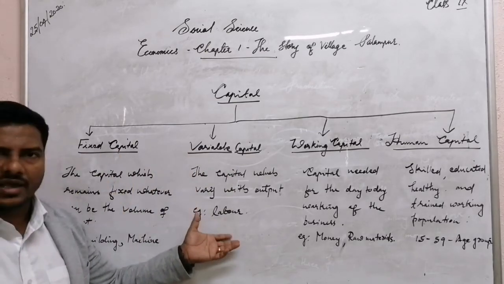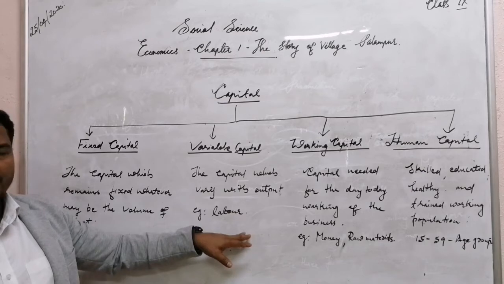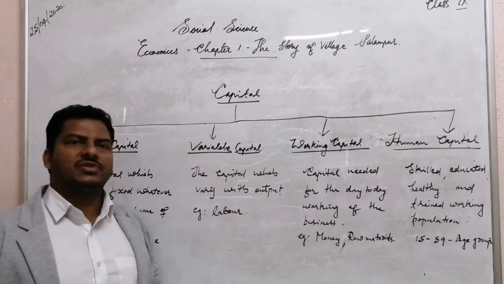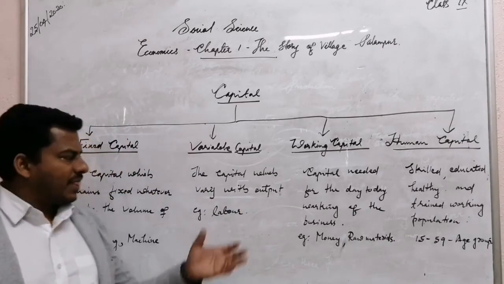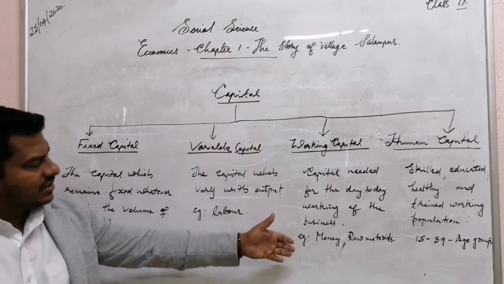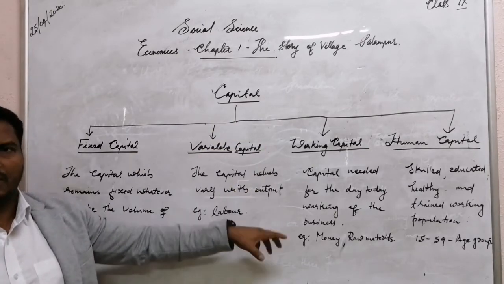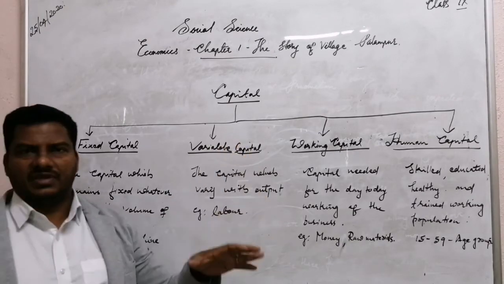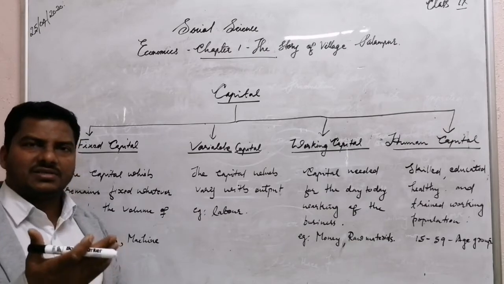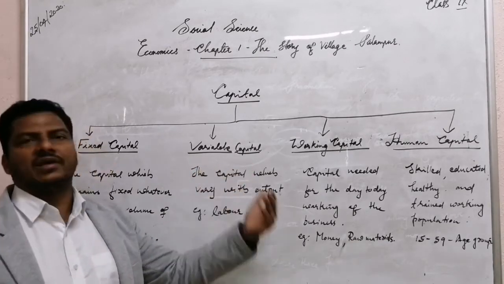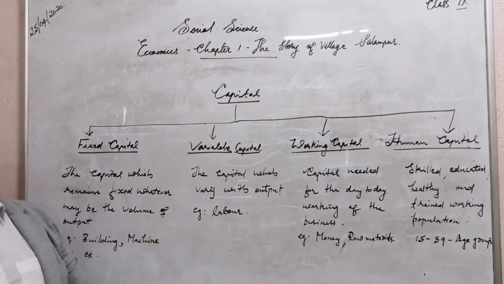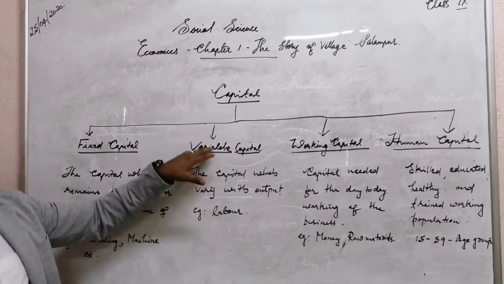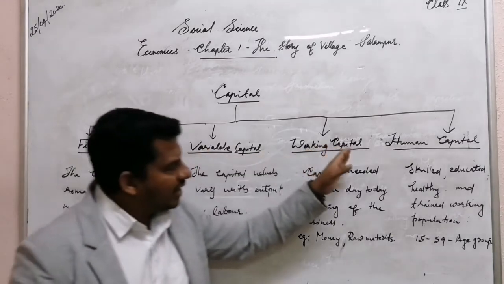An example is labor. For example, there are 500 students in our school, so the number of teachers required for teaching these 500 students is, suppose, 100. When we increase the number of students to 1000, the number of teachers required will become 150. That means whenever output increases, this capital should be increased, and whenever output reduces, capital should be reduced. This type of capital which varies with output is known as variable capital.